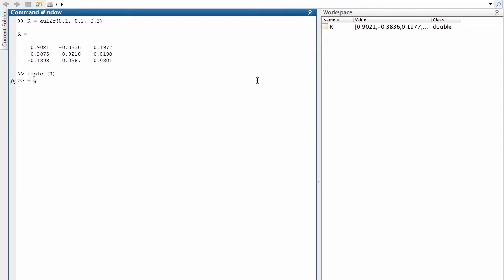Now I'm going to look at the eigenvalues of this rotation matrix. And we see that there are three eigenvalues. We'd expect that, it's a 3 by 3 matrix. And the last eigenvalue is equal to 1.